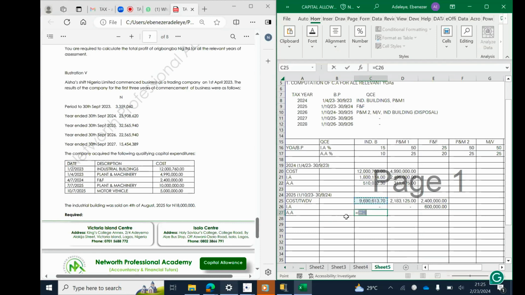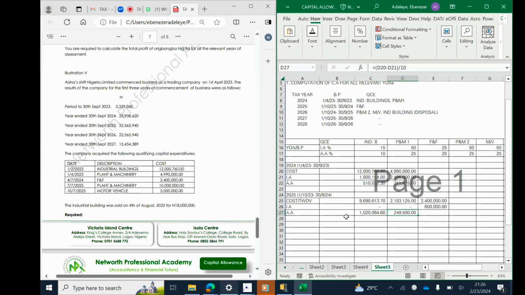So we are going to say annual allowance, and let me put it in brackets because I'm using Excel: cost minus initial allowance, divided by the useful life. That will be our yearly annual allowance. Don't forget the reason why we prorated last year is because in the first year it only used 6 months, but in the second year it has used the entire year. So we are going to do the same thing for this one, and that is what we have.